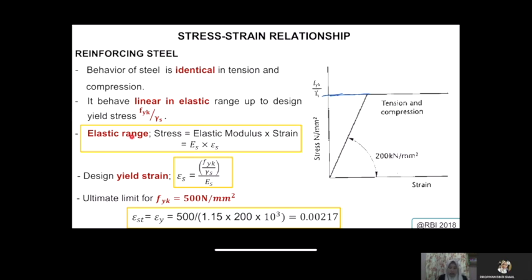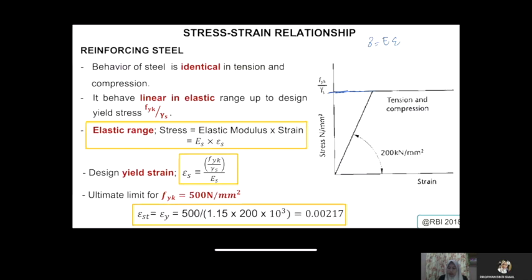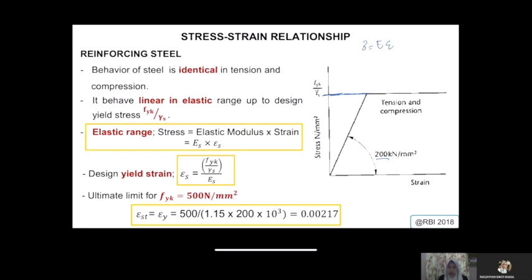In the elastic range, stress is equal to the elastic modulus multiplied by the strain. That is very common: stress equals modulus multiplied by strain. E can be taken as 200 kilonewton per square meter, and you can calculate your yield strain by taking your ultimate stress divided by your E.